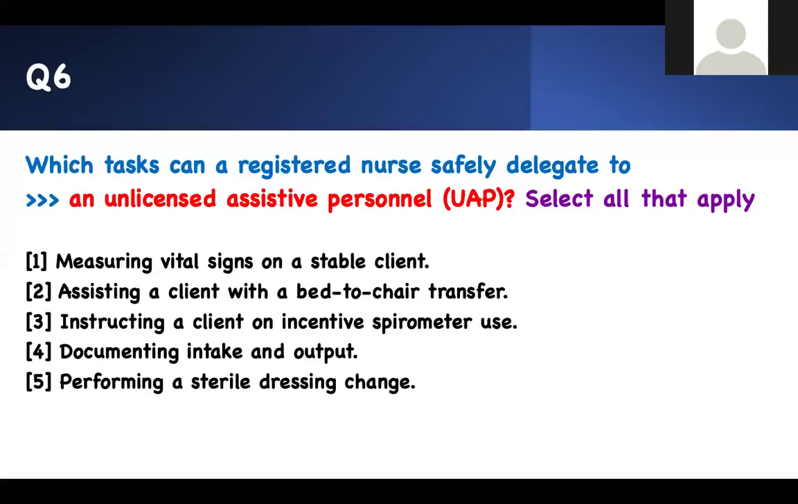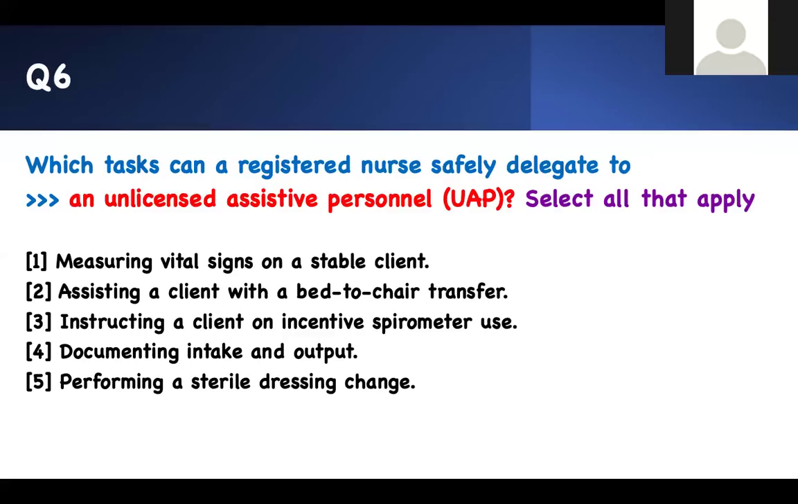Measuring vitals on a stable patient. I'm not going to think. I take the machine, check the blood pressure, temperature. That's all. There's no assessment. There's no evaluation. That's what I mean. No thinking. Assisting the client with bed to chair transfer. Just transfer them from bed to chair. Right? There's no major big assessment, even though you may say, oh, they have to look at the table. When you're doing that, you're losing the point.